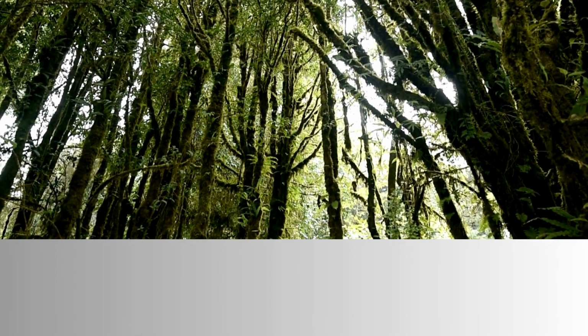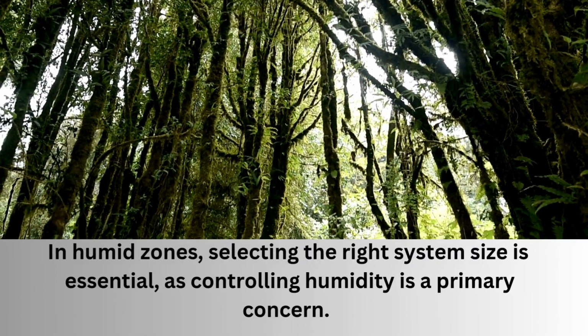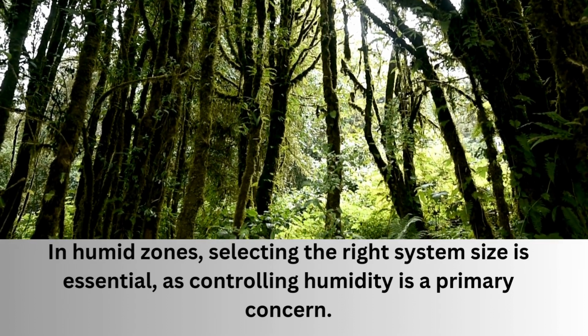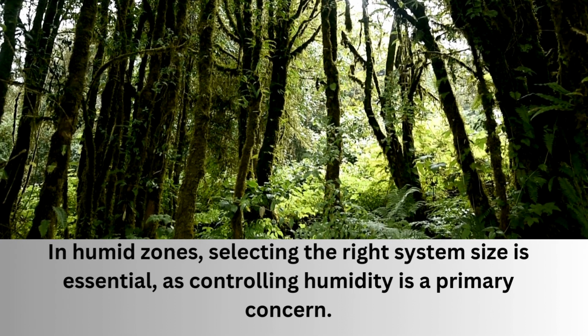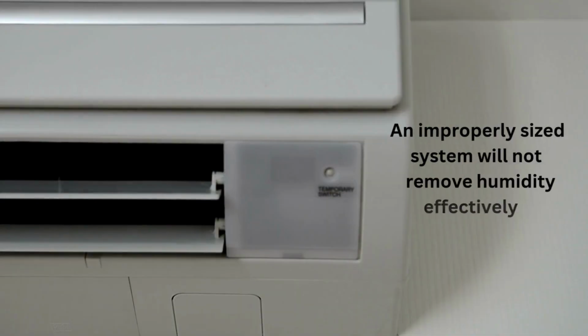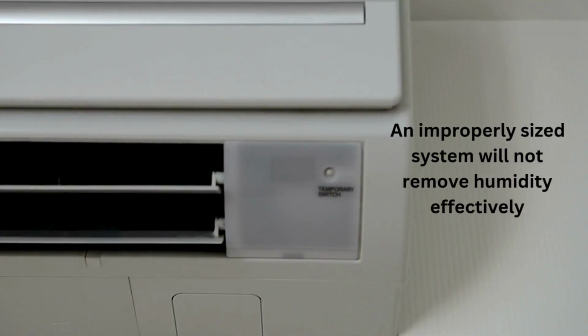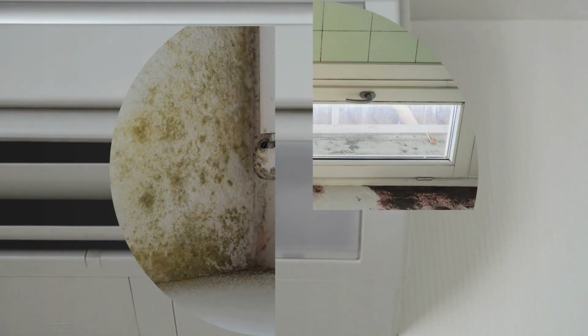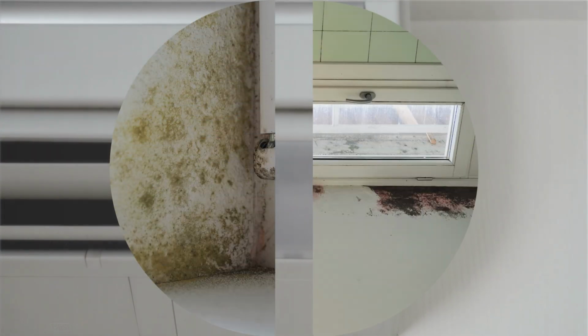In contrast, in humid zones such as the moist regions along the East Coast, choosing the correct system size is crucial because humidity control is a major issue. An improperly sized system will not remove enough humidity, therefore leading to discomfort and potentially mold and moisture problems indoors.